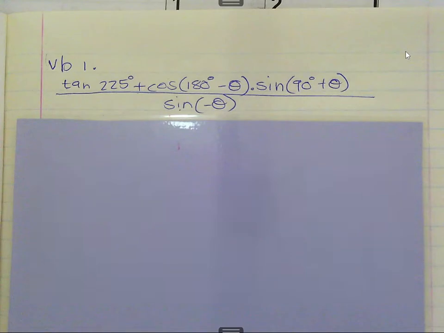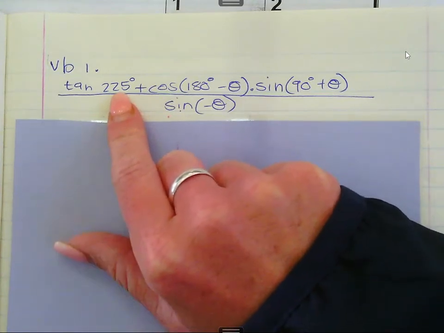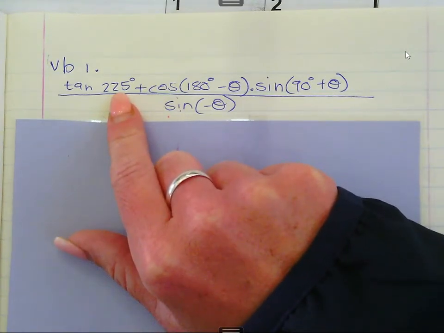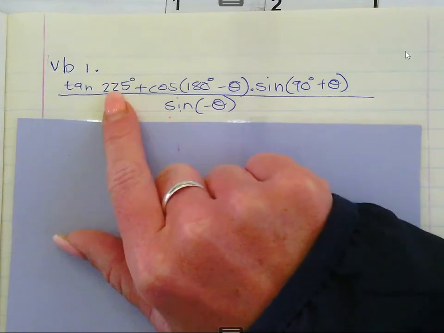So now they put everything together. So we have here tan 225 plus cos(180 minus theta) times sin(90 plus theta), divided by sin(negative theta). Is that 225 okay as it is? No, what am I going to do with it? 180 plus 45. Are you all happy with that? Okay, so that's how we're going to change that one.